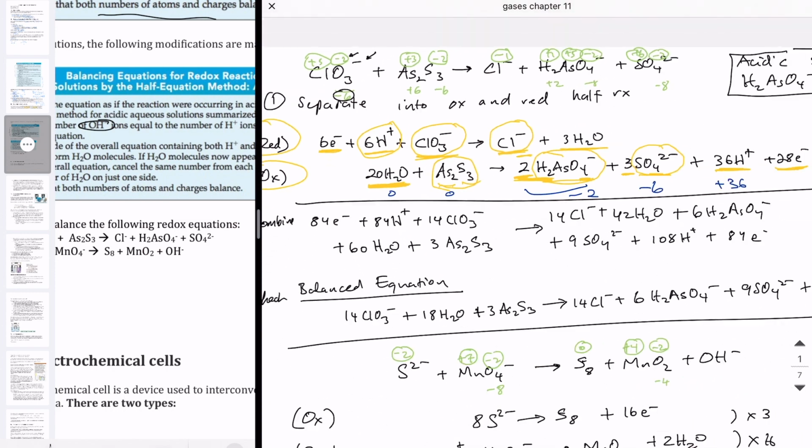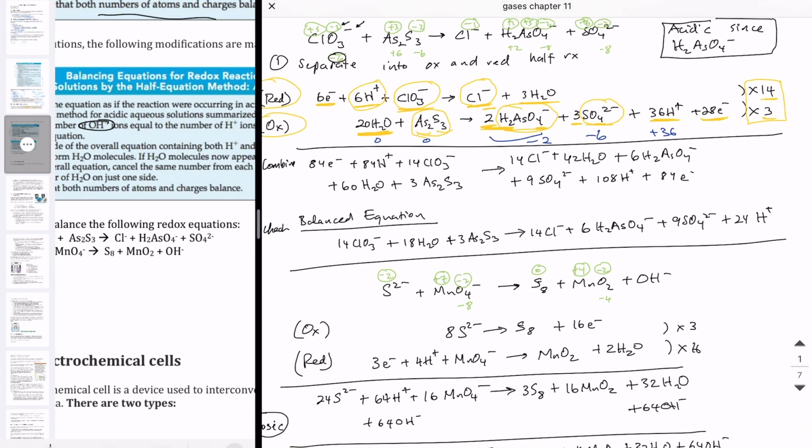Okay, so if you do that, I'll do it really quickly here in an overall view at the top. So 14 times 6 electrons is going to give me 84 electrons. 14 times 6 protons is going to give me 84 protons. 14 times 1 chlorate is going to give me 14 chlorate. 60 water here because it's 3 times 20. And then 3 times As2S3 is going to give me 3 As2S3. And then hopefully you can work out the product side as well with those multiplications.